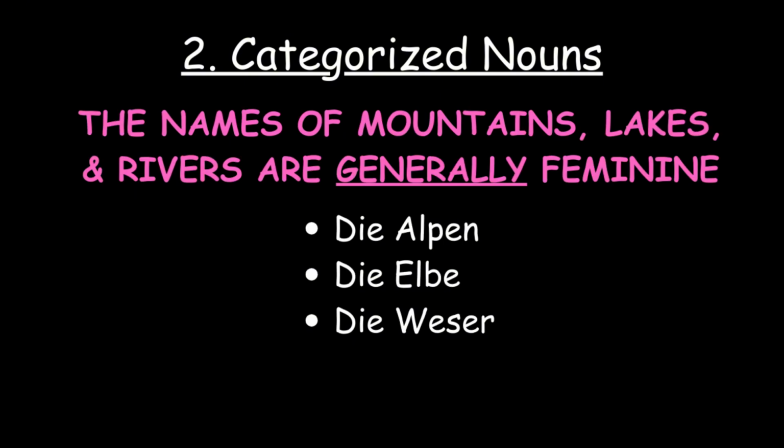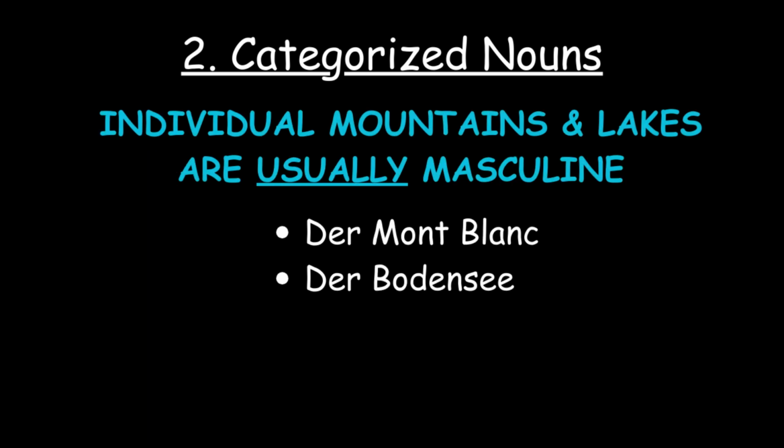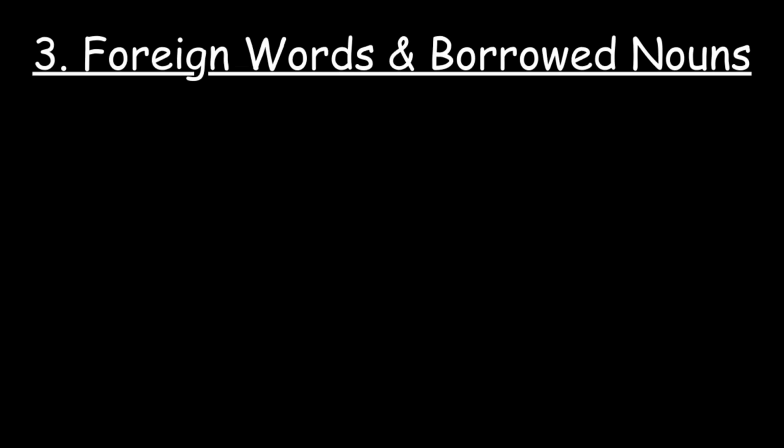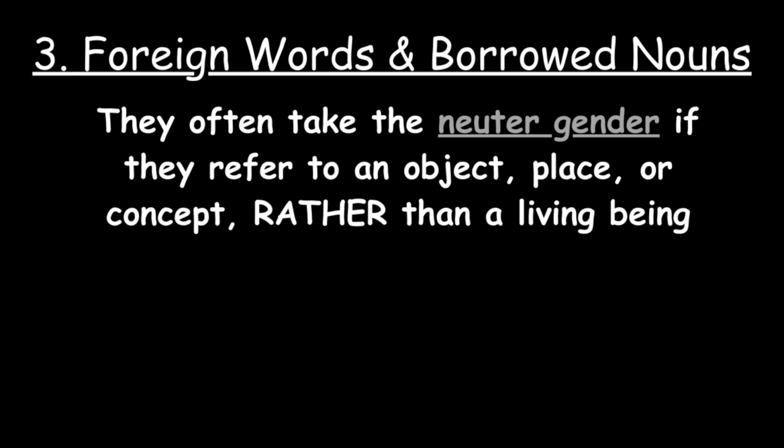The names of mountains, lakes, and rivers are generally feminine, like die Alpen, die Elbe, die Weser. Individual mountains and lakes are usually masculine, der Mont Blanc, der Bodensee. Still, there are exceptions, because some mountains are neuter, if they include Gebirge, which means mountain range. Das Erzgebirge.